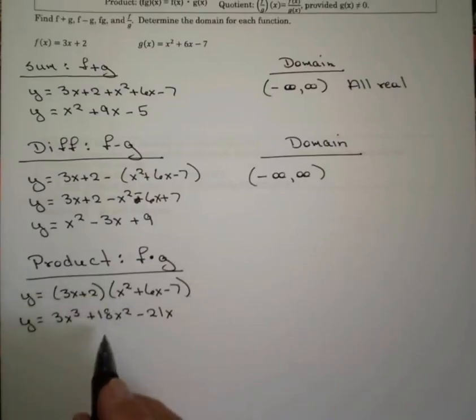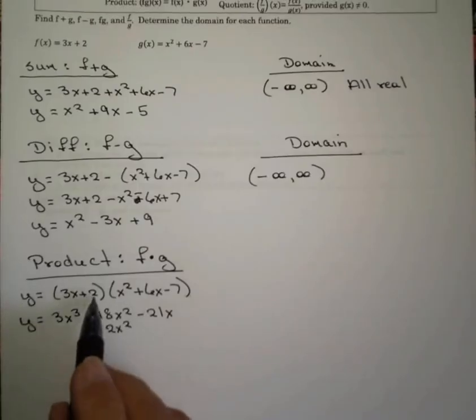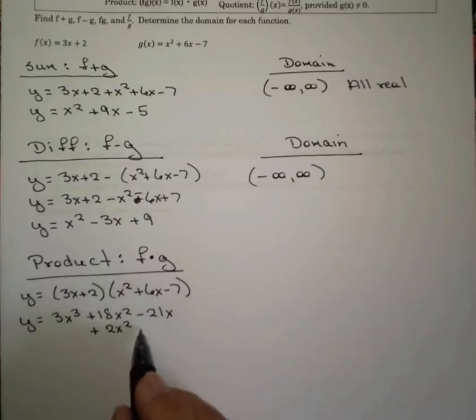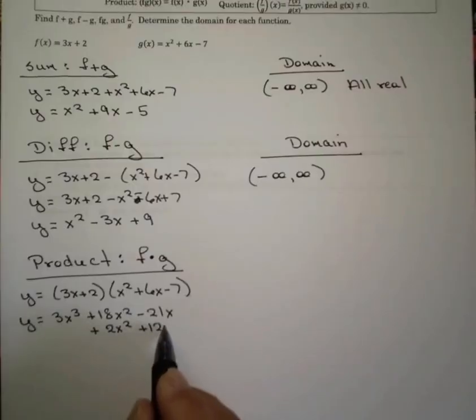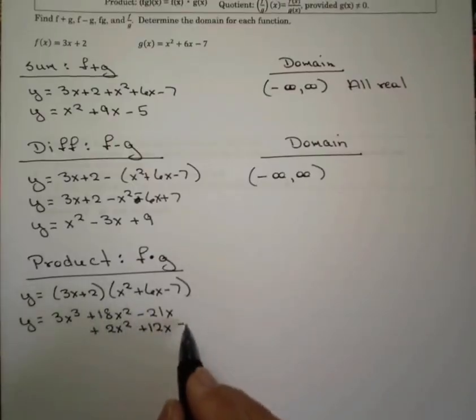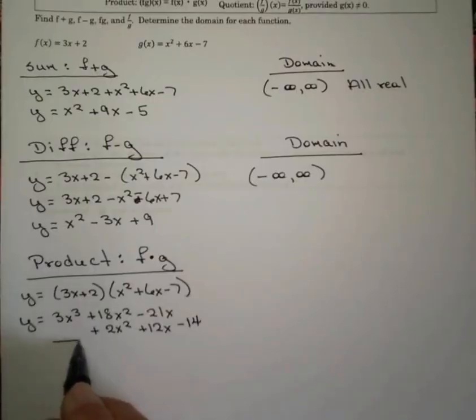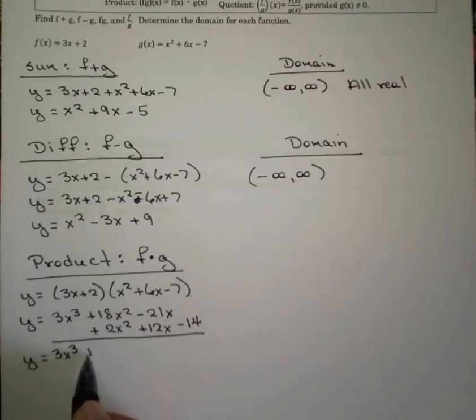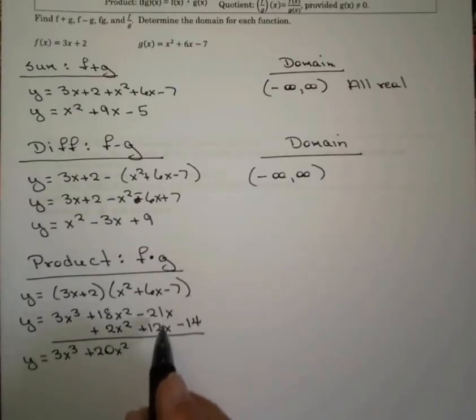I'll say 2 times x squared. Well, that gives me a 2x squared. It's a positive, right? 2 times 6x is a positive 12x. And 2 times negative 7, negative 14. I'm going to draw a line because I'm going to combine all these. And this is going to be y is equal to 3x cubed plus 20x squared. This is going to be negative 21 plus 12, which is going to be a negative 9x, and that's going to be minus 14.